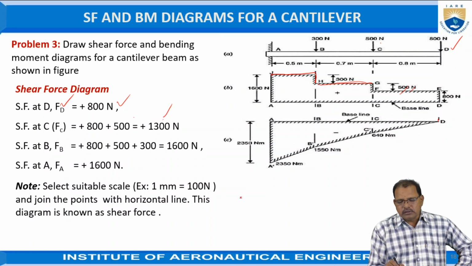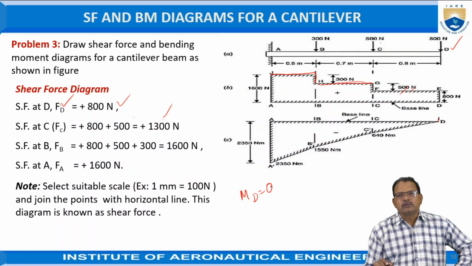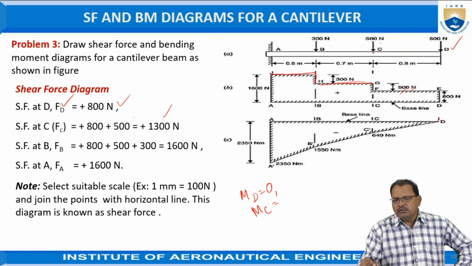So, I can take it as now here MD is equal to 0 position. Now, second, the bending moment at C, you can take it as MC. It is equal to 800 into 0.8. That is force into distance, where 800 is the force at C and the distance is 0.8, as given. That is nothing but equal to 640 Newton meter.